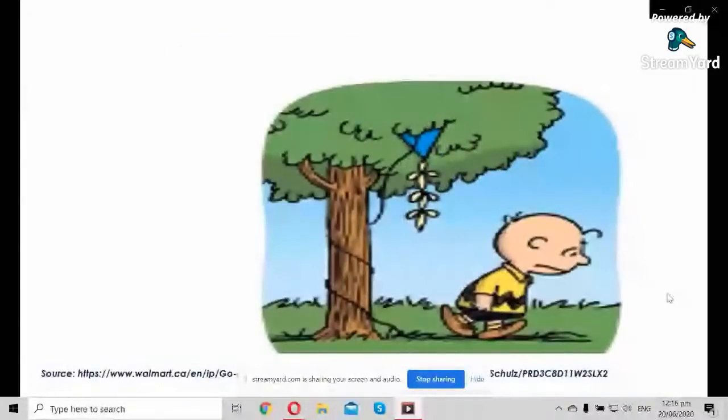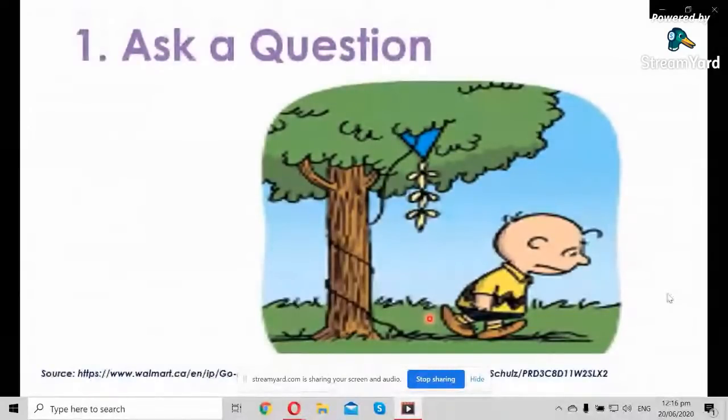Now we're back to this picture. Oh, look at Charlie Brown. Let's try to have our first step of the scientific method. Get your pen and your notebook ready. Okay? Are you ready? Great! Now, let's try to have the first step. Ask a question.